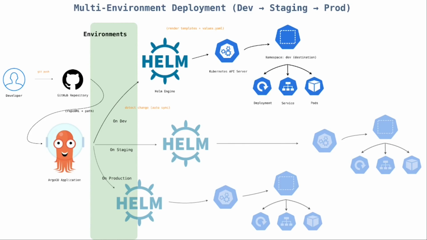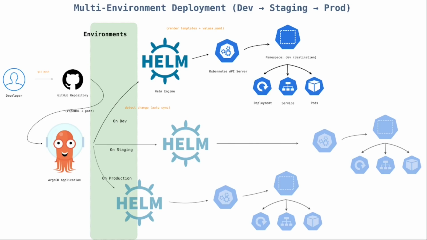The same process applies to staging and production, but with different configuration. For instance, staging may use more replicas and different image tags, while production uses a stable version and higher resource settings. This approach ensures consistency across environments while still allowing flexibility through configuration overrides.